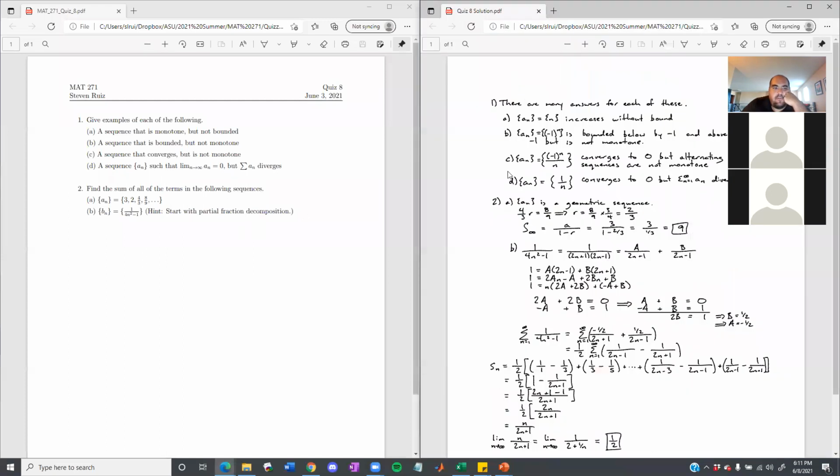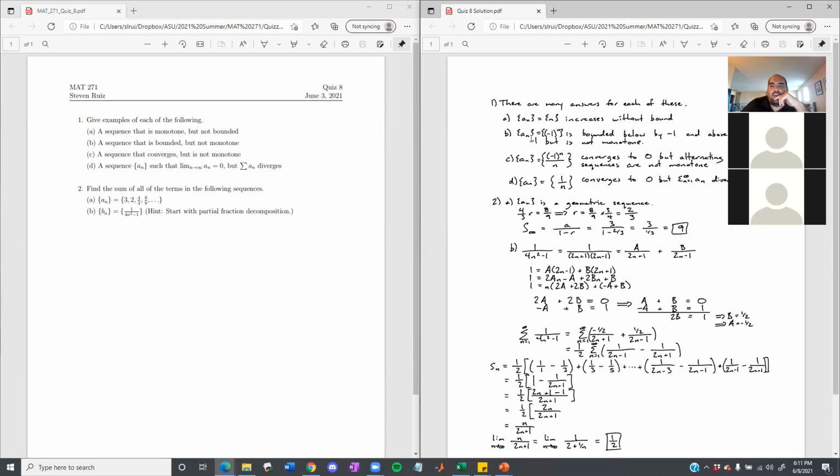All right, so this first one here, just wanted examples of the following, and there are lots of ways to answer these. I saw a lot of correct things for most of these. So let's just go through them in order.